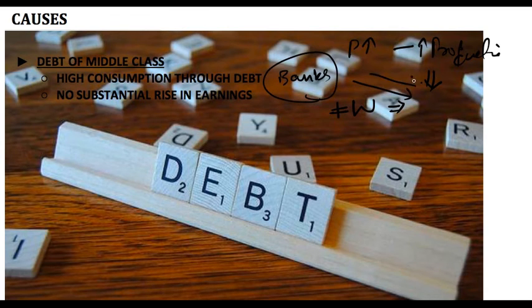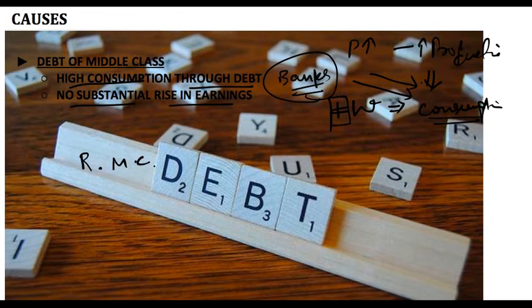They provided easy and cheap debt to the middle class, which enabled them to consume at higher levels. When they could consume more by taking loans, they did not care whether they earned a lot or a little. So, there was high consumption through debt, and at the same time, there was no substantial rise in earnings. So, there are three elements now: first of all, the rich class, then the middle class, and now the banks. This is where the banks came in and ruined the entire economy.